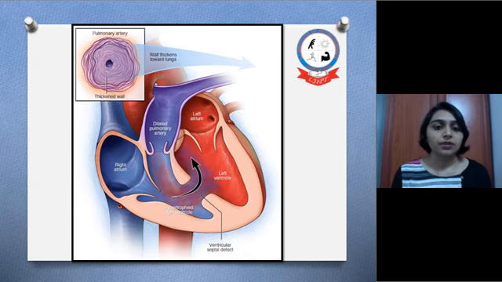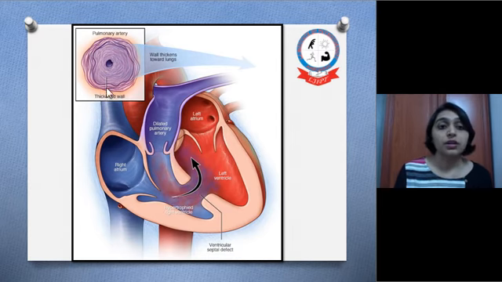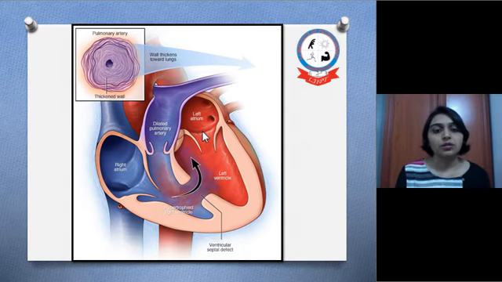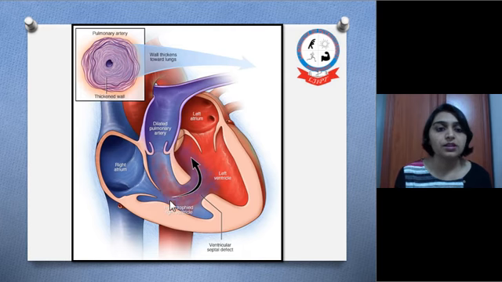Here in a figure we can see reversal of the shunt. We can see the thickness of the wall of the pulmonary artery. Because of hypertension, there is thickening as well as a dilated pulmonary artery. Higher pressure may cause reversal of the shunting, that is from right to left side. So here we can see deoxygenated blood is getting mixed into oxygenated blood.